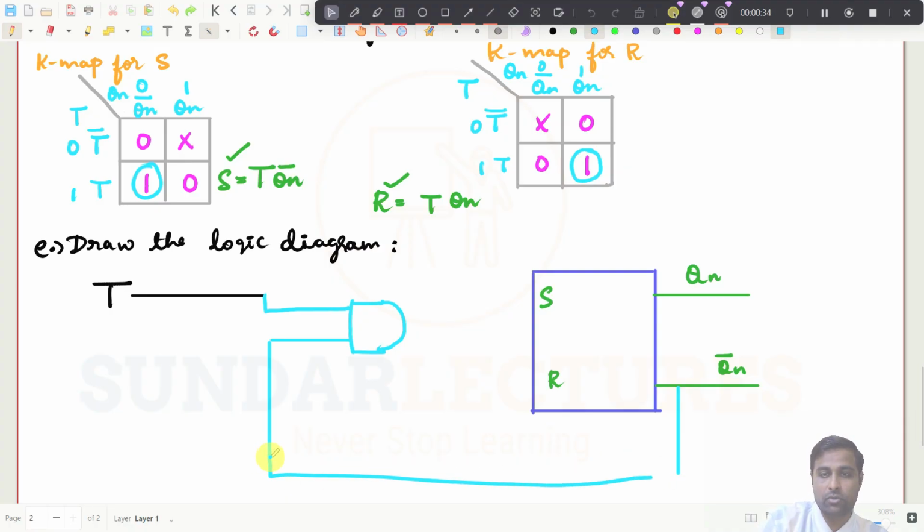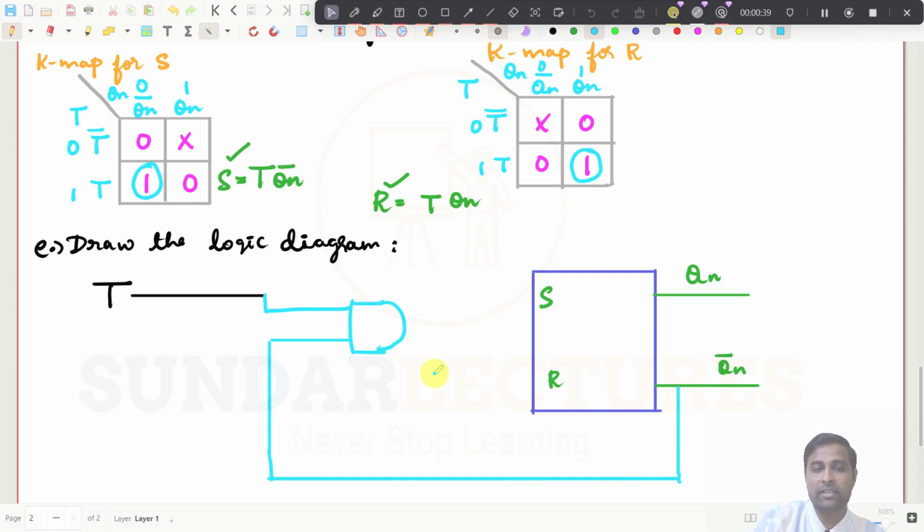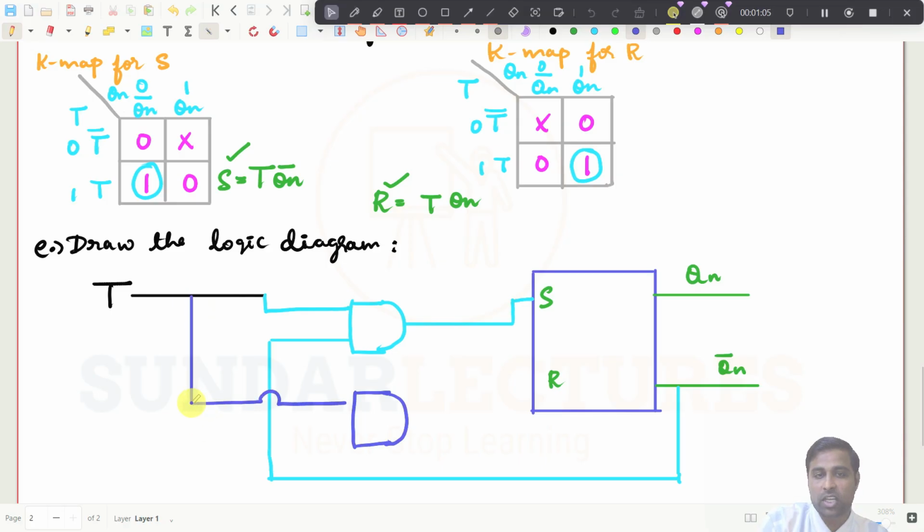So I have to give like this, right? So now what happens? This has to be given to S. So now S has been completed. Then what is the next one? It is R. So how will you draw the R? For that also you need to go for AND gate, and you need to get T as one input.